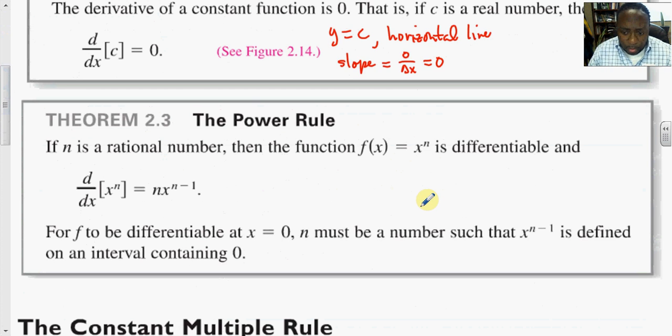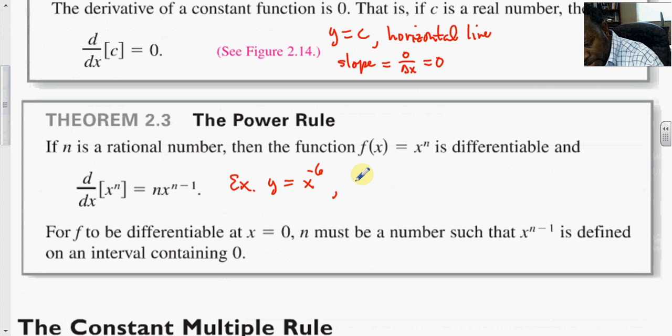The power rule, most important for the derivative formula. Here, if the function is equal to x to the n, then the derivative is n times x to the n minus 1. If y is equal to x to the negative 6, y prime is equal to negative 6 times x to the negative 6 minus 1, which is negative 7. And we don't like to write the result with a negative exponent, so this is negative 6 all over x to the 7th.